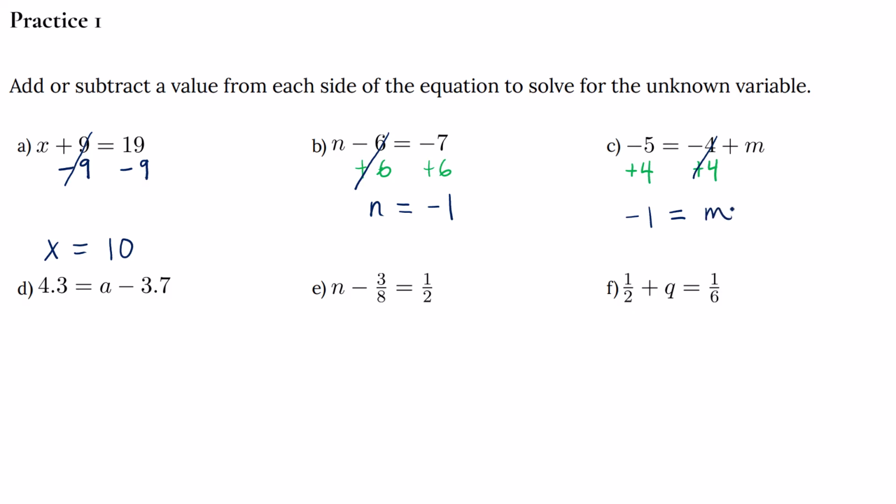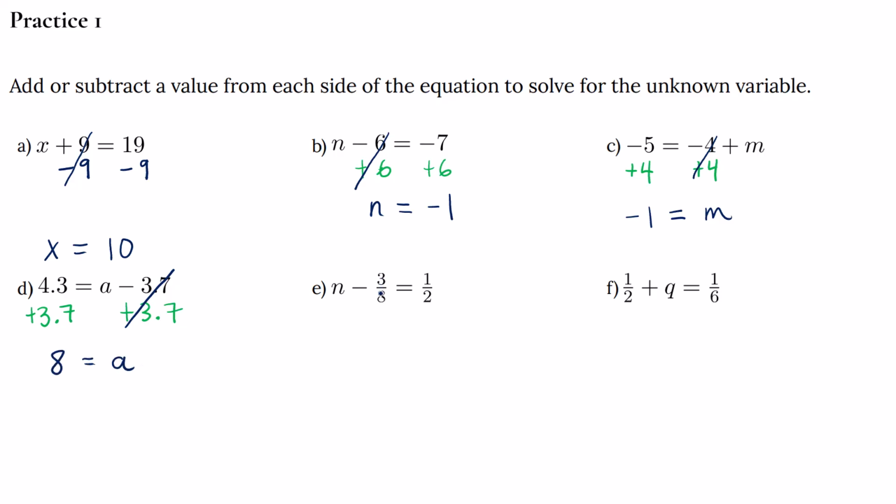For D, we'll want to get a by itself. So we're going to have to get rid of that take away 3.7 from the right side. To get rid of that, we're going to add 3.7 to both sides. And negative 3.7 plus 3.7 is going to become 0. And what we'll have left is 4.3 plus 3.7 is 8. And that's equal to just the a.